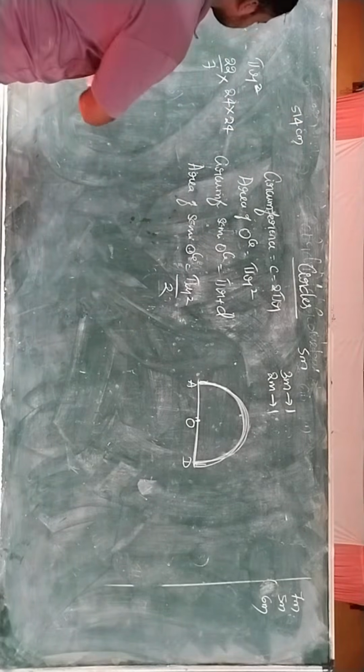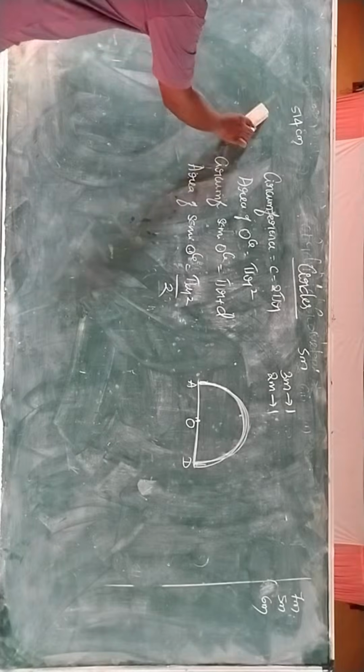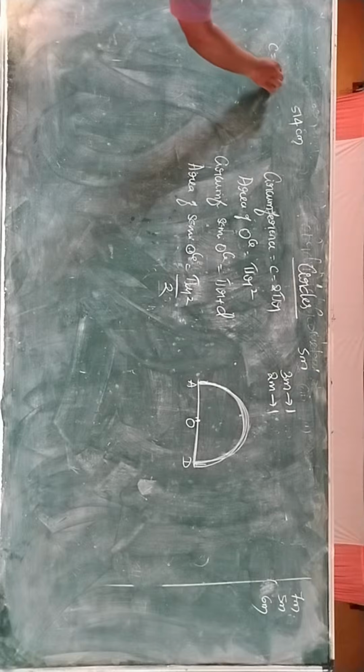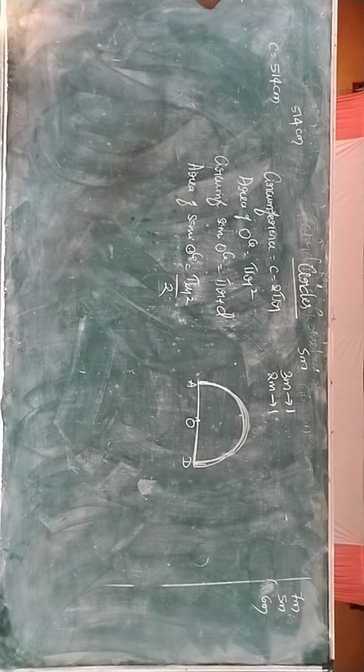You see, here circumference of circle is given. C is given. C is 514. Circumference of circle is 514 centimeter. Then asked to calculate area of circle. Area of circle is question mark. Okay. So C is equal to 2 pi r.